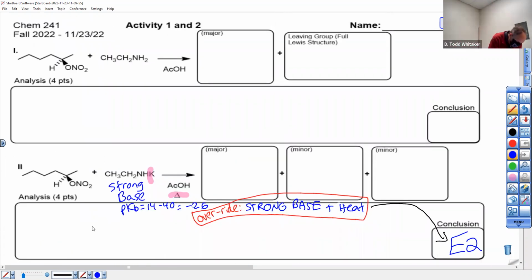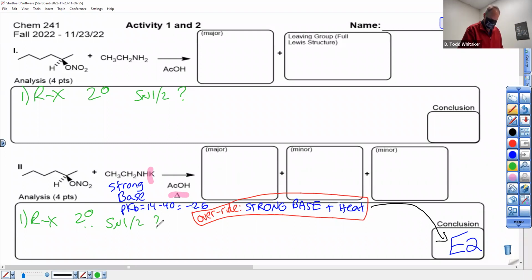Same Rx. Secondary, SN1 or 2, we don't know. Maybe. Rx secondary, SN1 or 2, we don't know. Nucleophile for the first one, blue nu. 2, nu RNH2.